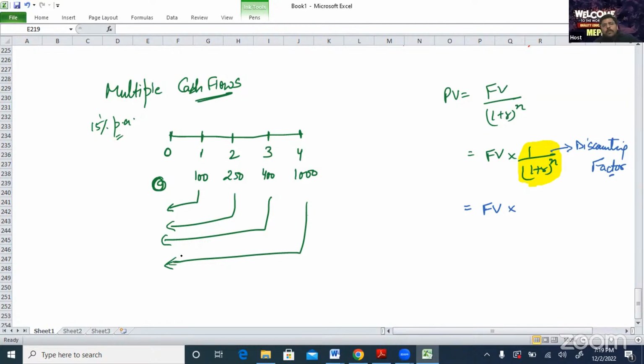Okay, so now if I do it one by one, it will take a lot of time. So the question is, how can I do it on the calculator to solve this kind of scenario? If there are multiple cash flows and I have to find the present value or the future value of that cash flow stream, how can I do it?